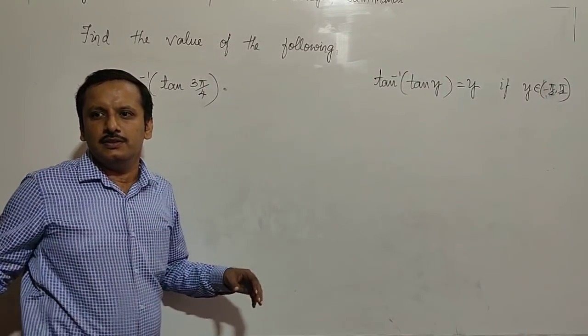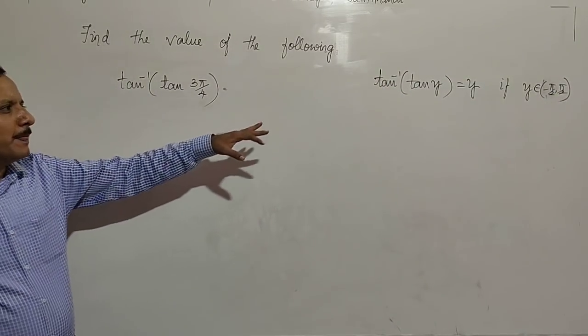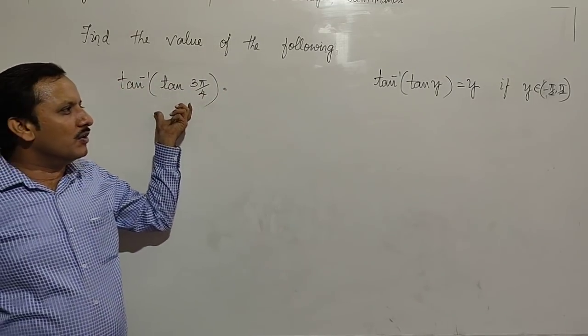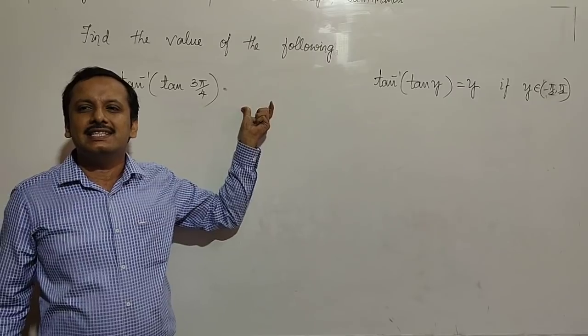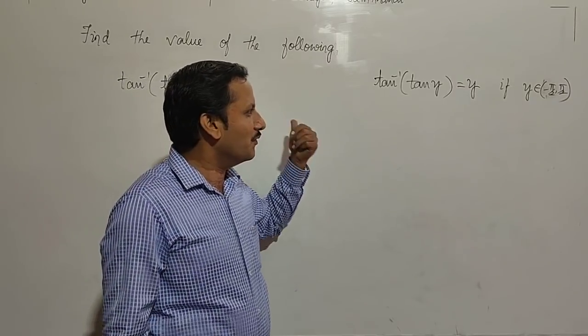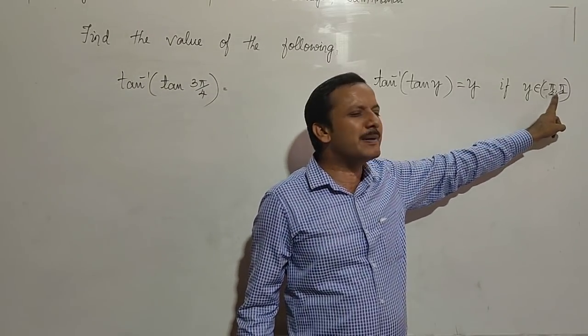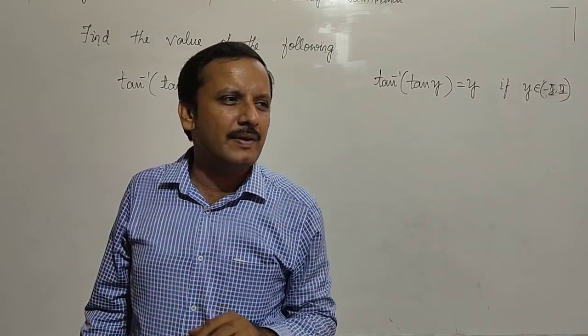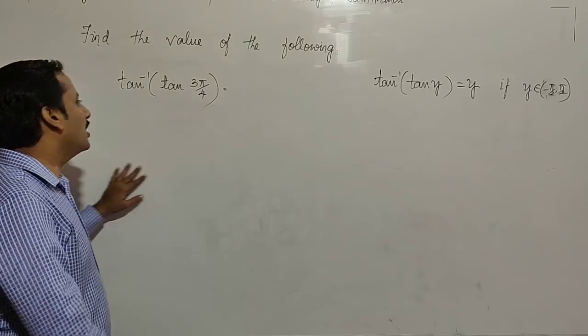Now, tan inverse of tan 3 pi by 4. Can we directly write this as 3 pi by 4? No, we cannot, because 3 pi by 4 does not lie in the open interval minus pi by 2 to pi by 2. So what else can we do?